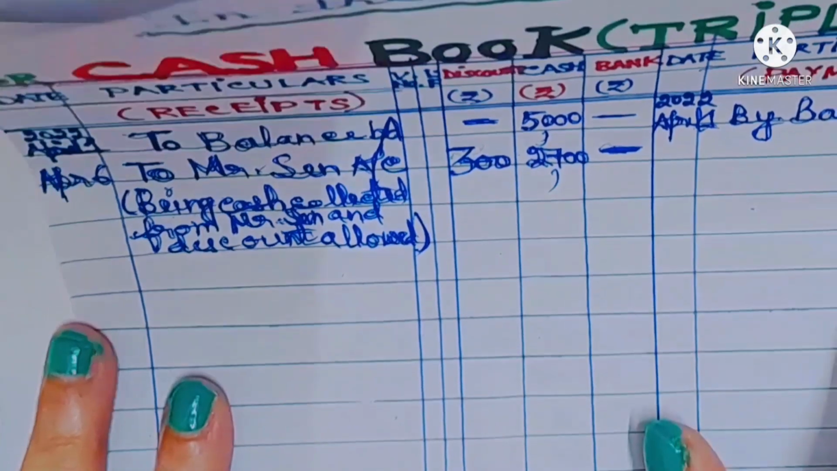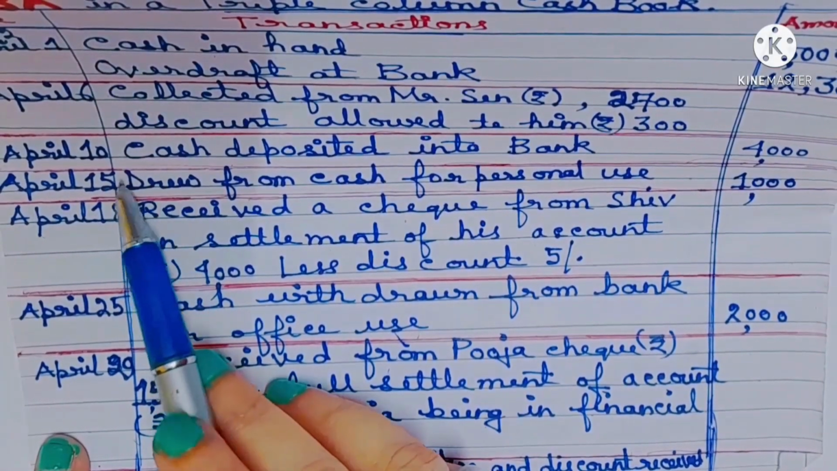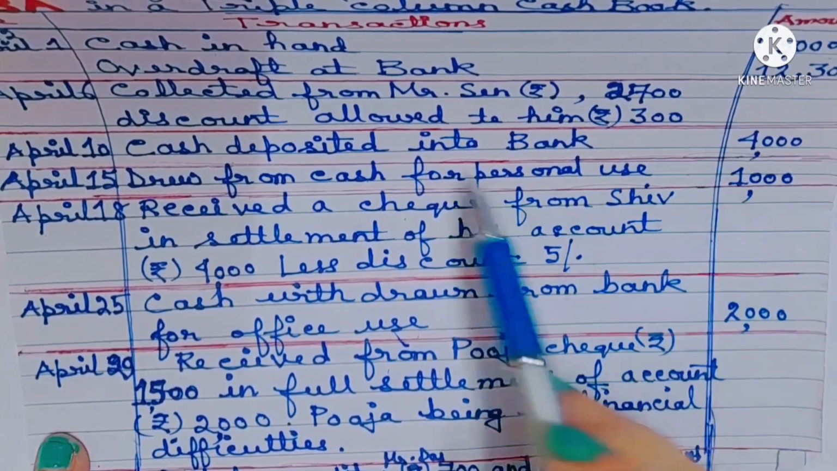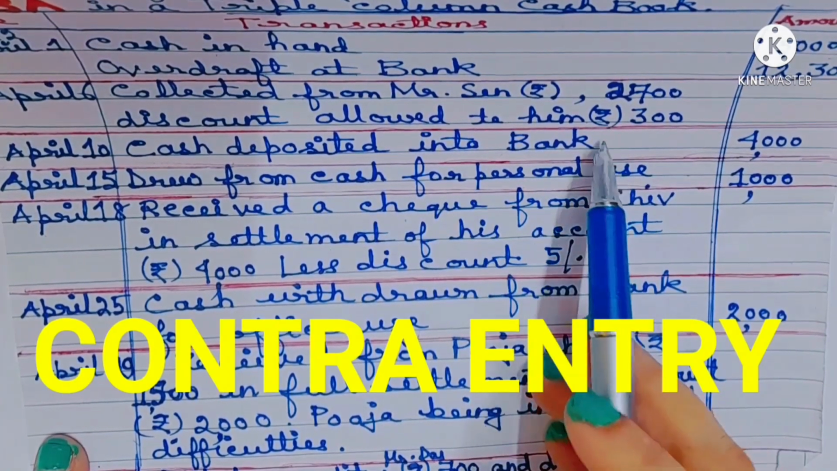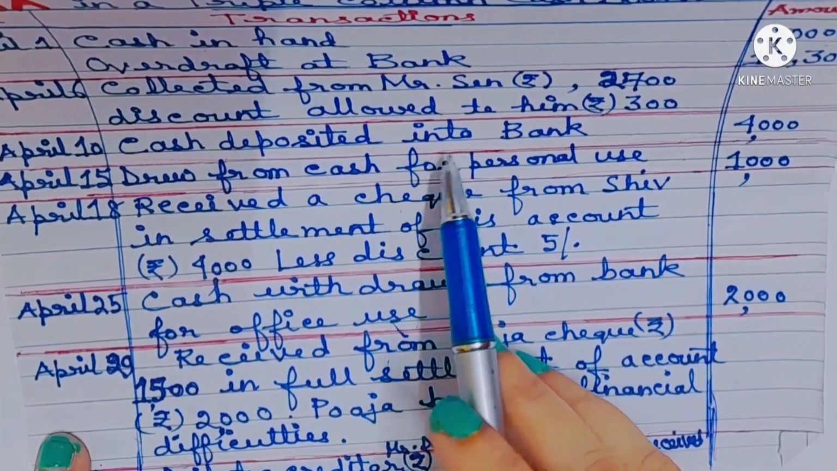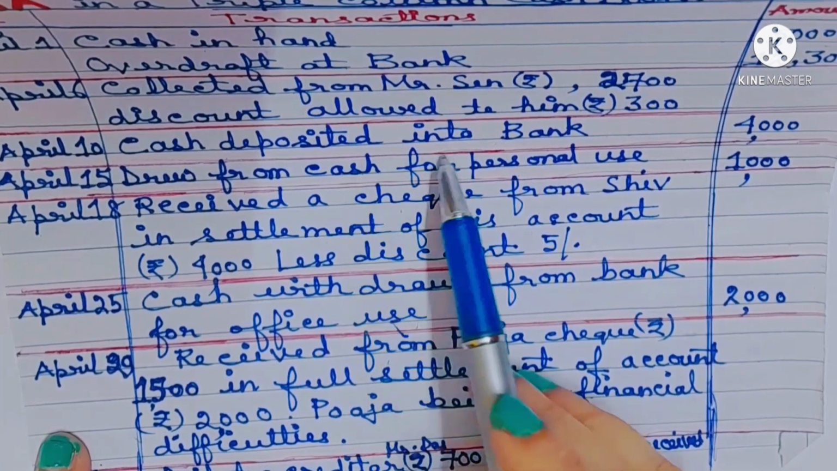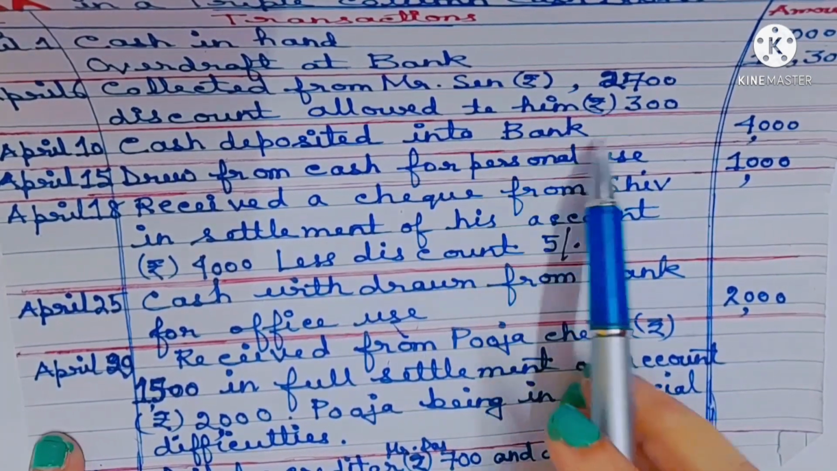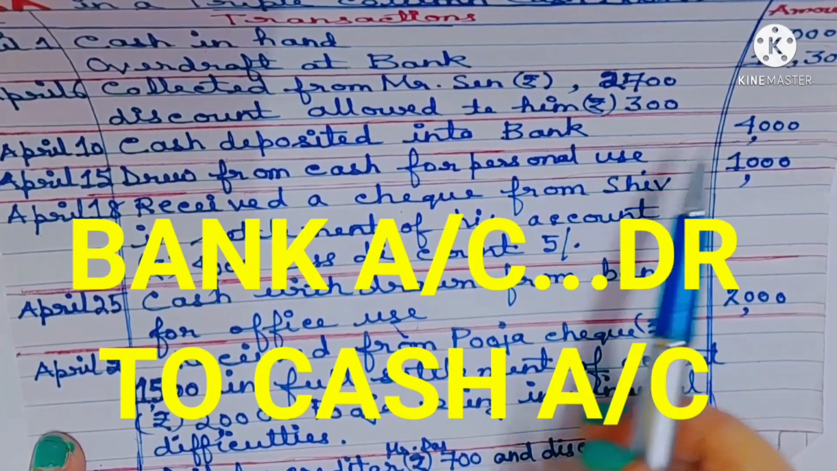Okay. So let's see the next transaction. The next transaction is on 10th April, cash deposited into bank rupees 4,000. So this is a contra entry. What will be the journal entry? The journal entry is bank account debit to cash account. There are two types of contra entries. The first contra entry is cash deposited into bank. The journal entry for this contra entry will be bank account debit to cash account 4,000.